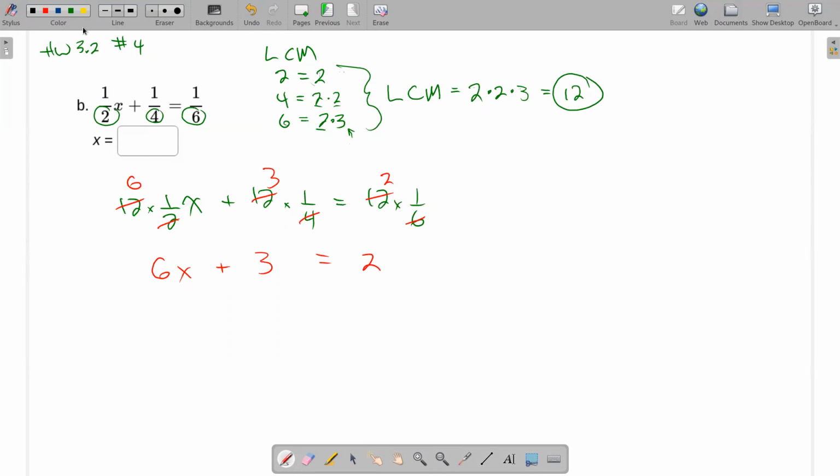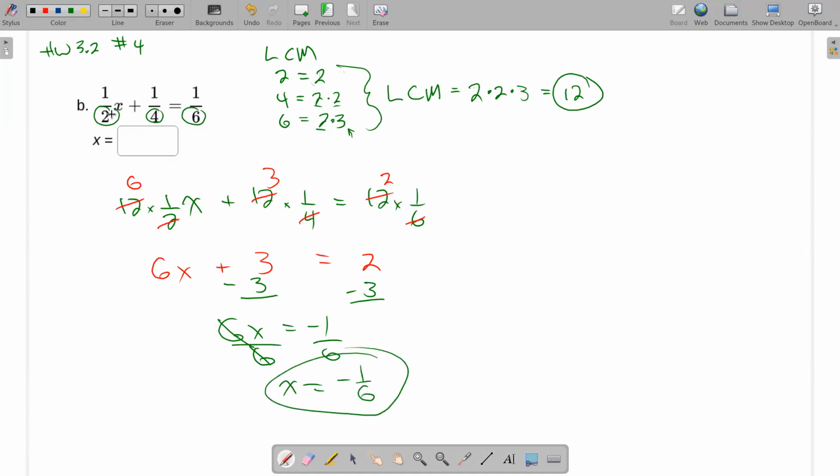So to solve this, I'm going to subtract the 3. So that's going to give me 6x equals -1, and then divide by 6. And so my claim here, 6 divided by 6 is 1x. X has to be -1/6. I claim that that's the answer to the original equation.